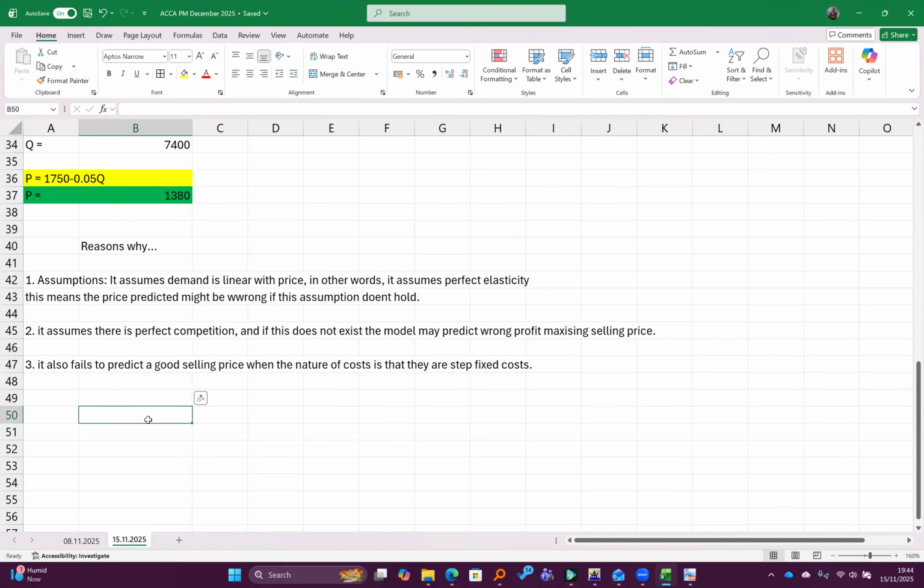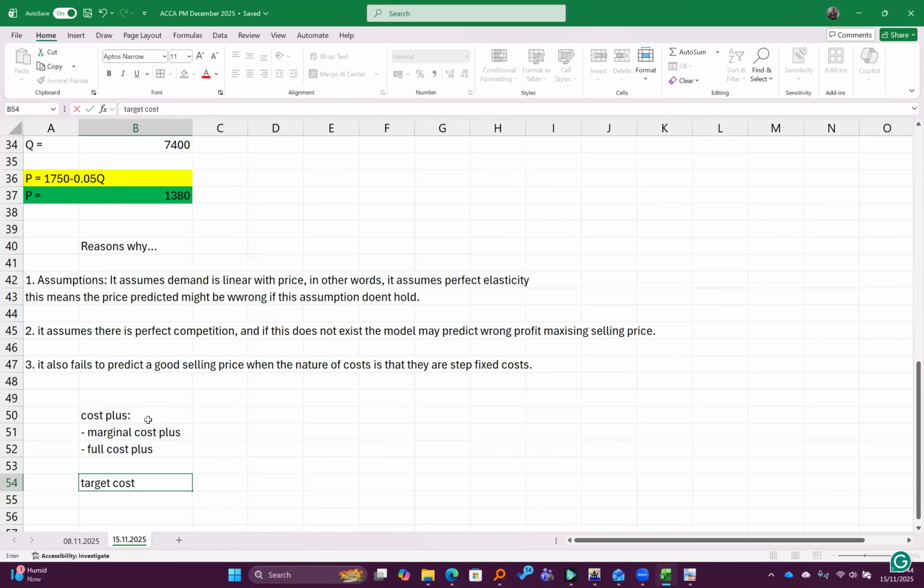So I don't know if you know the other methods. We have things like cost plus, and the cost plus methods have marginal cost plus, then there is full cost plus, then we also now have the one which uses target cost. Okay, so we have seen these, and other costing methods. So you need to know what each of those costing methods assumes, so then you can be able to tell how to best use them and when each one is better than the other.